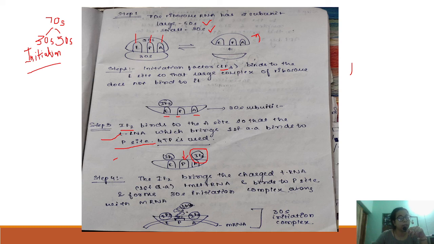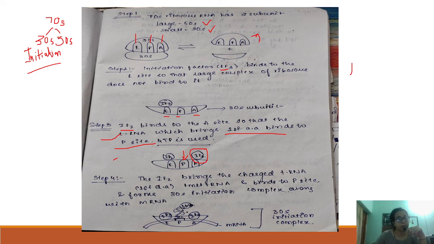It will not bind to the A site, it will come and bind to the P site, and here the energy is used, that is the GTP. So remember this point, that the first amino acid which will come will block the P site only. Next, the amino acid which will be coming will be occupying the A site. Okay, this must be remembered. So the first amino acid which will come will occupy the P site.